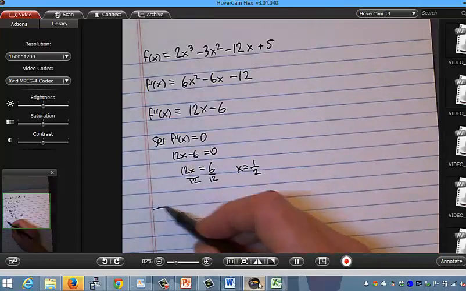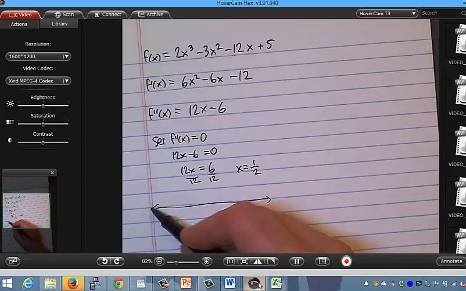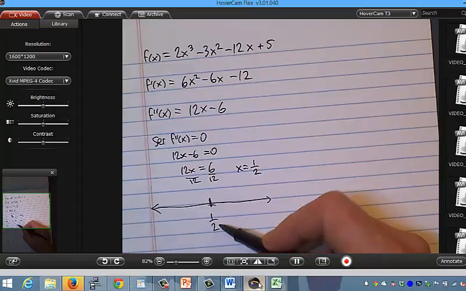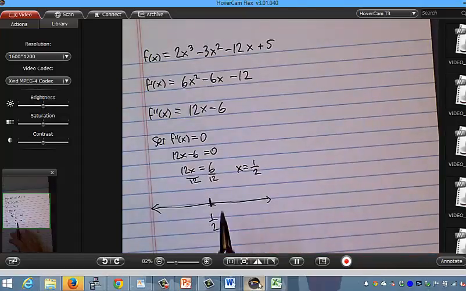And so if I take a look here, I could put 1/2 on my number line, and then I could do test points and figure out where it's concave up and where it's concave down. You guys with me? And if it switches from one to the other, this would be called a point of inflection, okay? So that's what we learned so far.